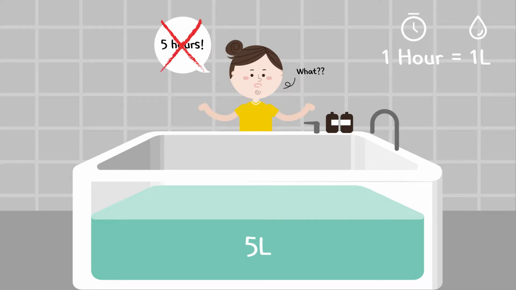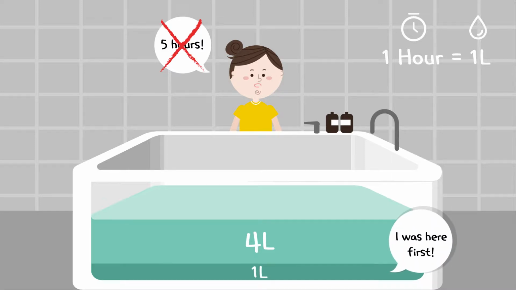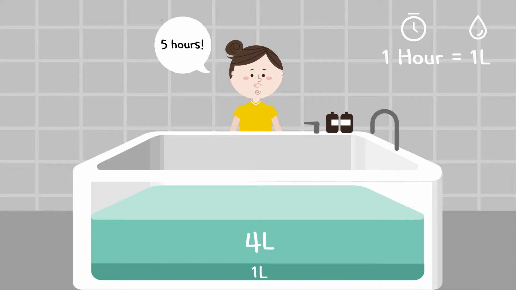It turns out that there was 1 liter of water already in the tub at the start. Oh, didn't think of that. So the answer is 4 hours. Wrong again though. It turns out that there was a water outage 3 hours ago for 2 hours.